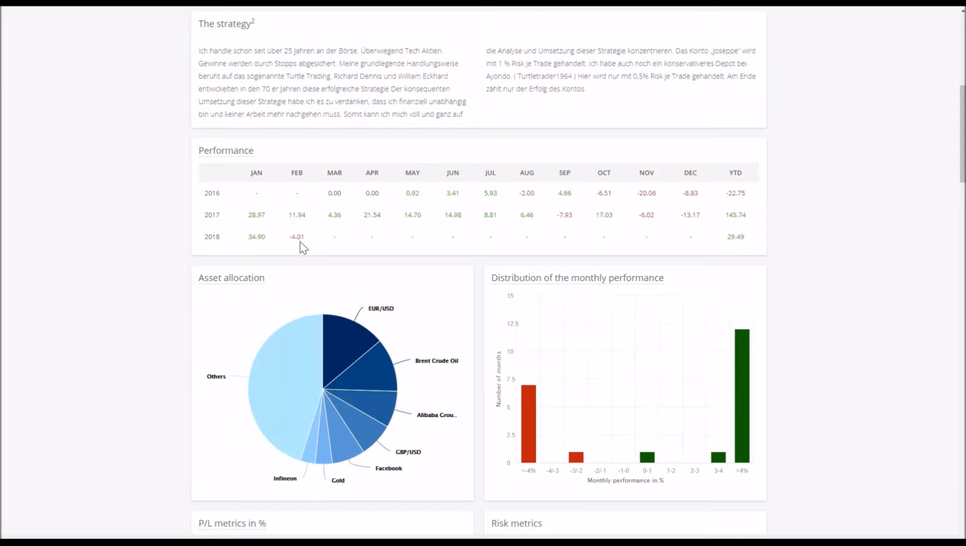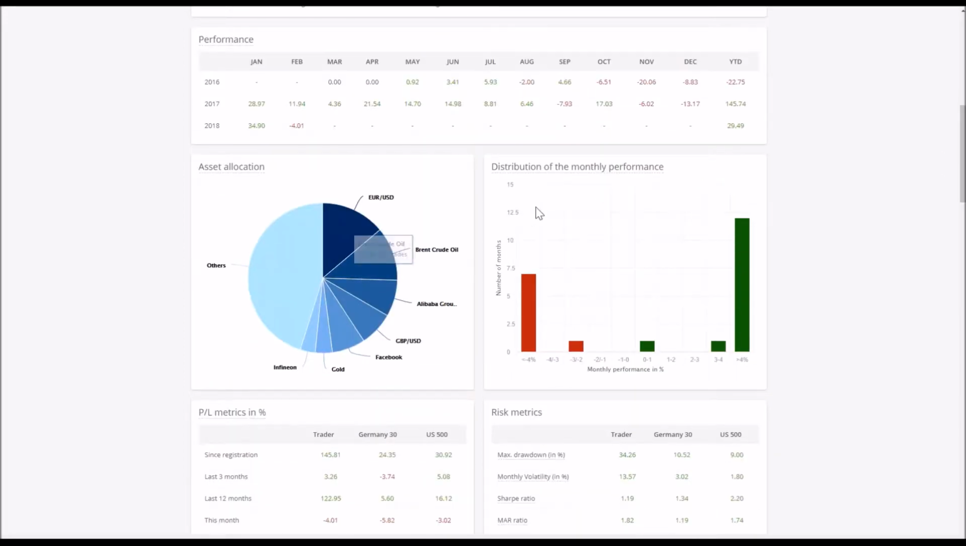Down 4% for this month. I don't think that's a surprise. This has been a tough month for plenty of traders because stock markets have reversed so hard. I think plenty have been caught by that. But overall, we can see a bit more detail about how they've made their P&L. In here, this is always interesting as well. Asset allocation. So what do they trade?